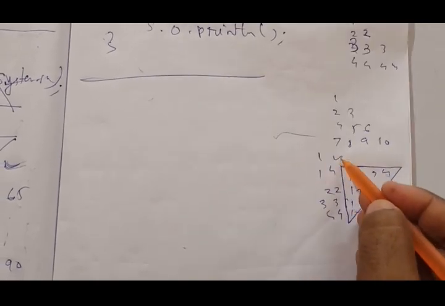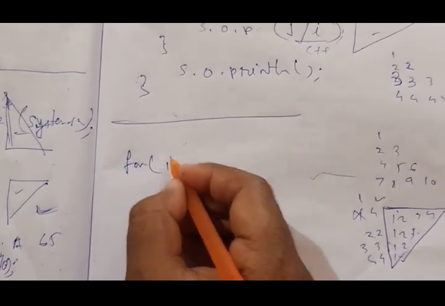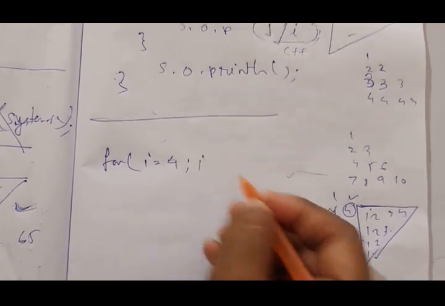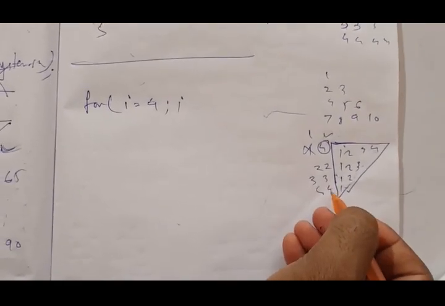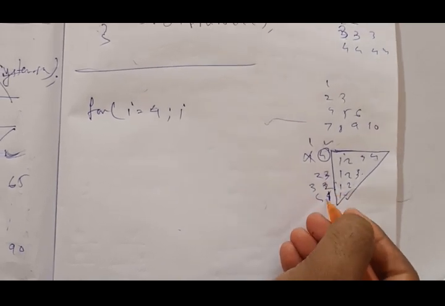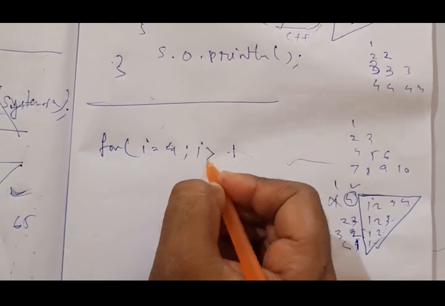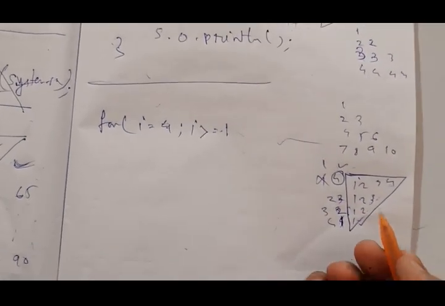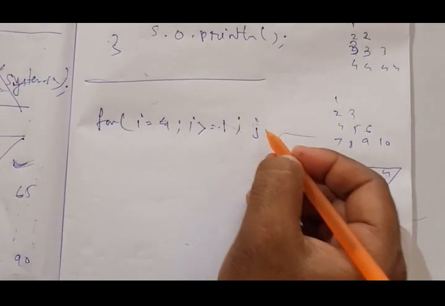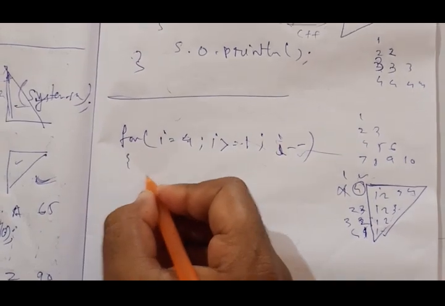4 3 2 1. So I consider this one, not this one, right? In this case, for i, the starting value is 4 and the ending value is 1: 4 3 2 1. Now this one is greater than this one, so this is greater than or equal to. Clear? Now the value is decreasing, so i minus minus.